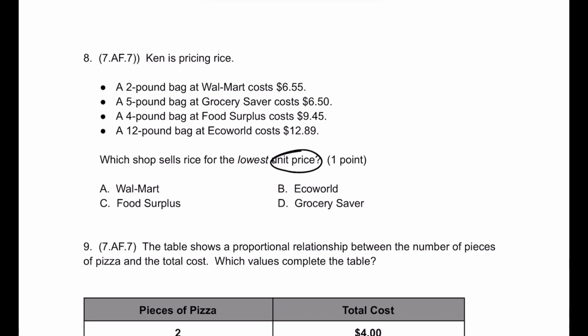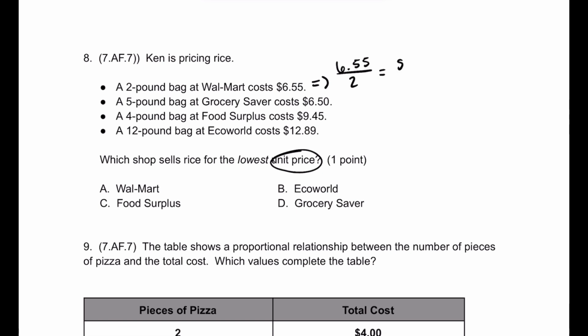So what we're going to do here is divide. When you're looking at unit prices, you're just dividing the price, or the Y value, by the X, which is essentially finding your constant rate. Okay. So first for Walmart, I have $6.55, and I'm going to divide that by the 2 pounds that they are charging me.